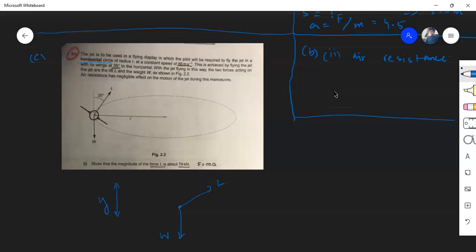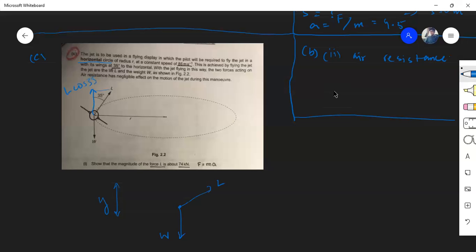So if I take the y-axis components of L and equate them with W, they should be equal because there is no resultant force actually acting on the plane in the vertical direction so that the plane can move. Is it correct? Yeah. So this is the vertical component that I'm talking about. This should be L cos 35.